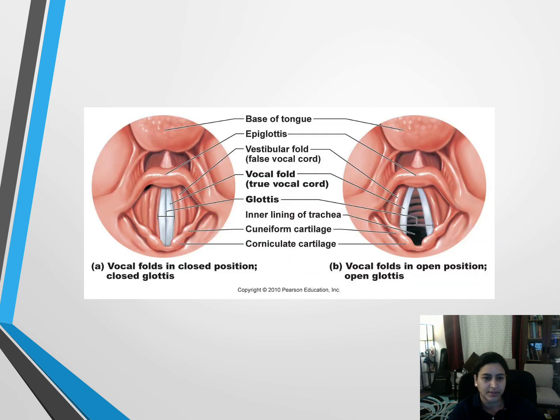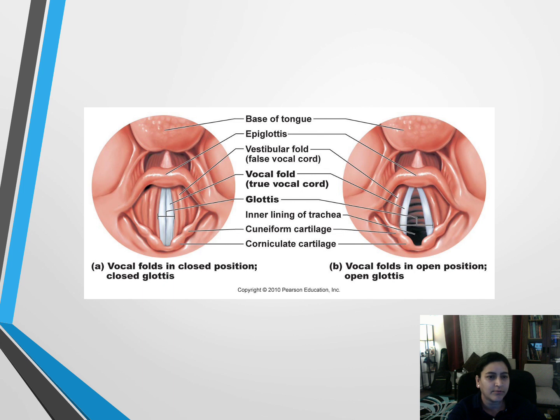If you look at this picture, here are the vocal cords in closed position, and over here the vocal cords are in open position. These are the cartilages of the larynx, like the cuneiform and the corniculate cartilages, and the true vocal cords would be attached to these cartilages. These are the true vocal cords, these ones.